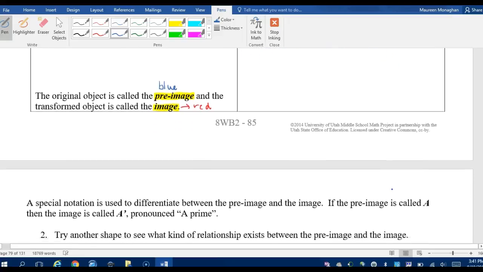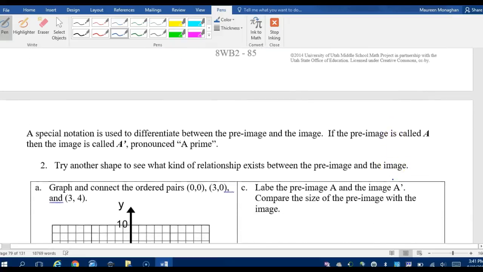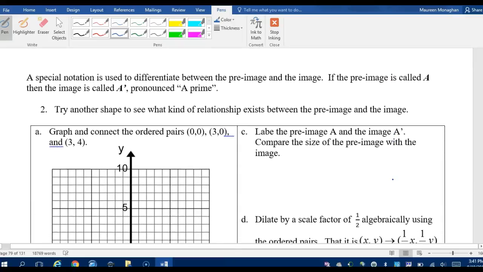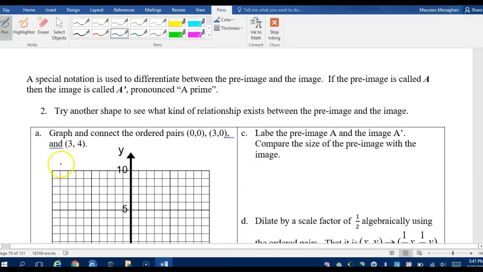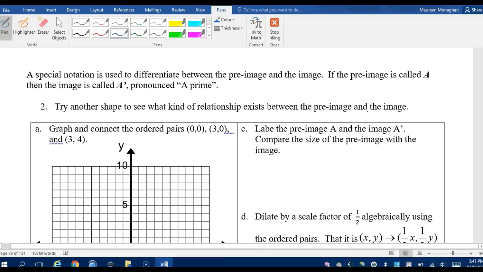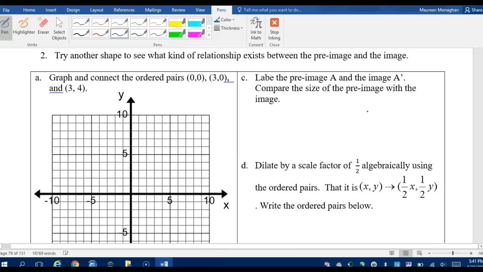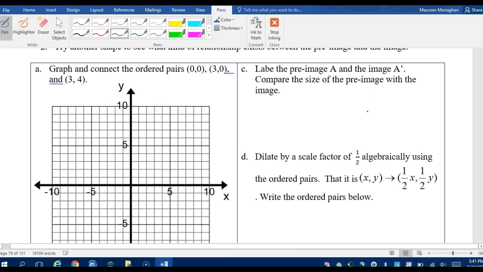A special notation is used to differentiate between the pre-image and the image. If the pre-image is called A, the image is called A prime. Okay, try another shape to see what kind of relationships exist between the pre-image and the image. So go ahead and graph these and connect the ordered pairs, and then you're going to find half of the lengths.